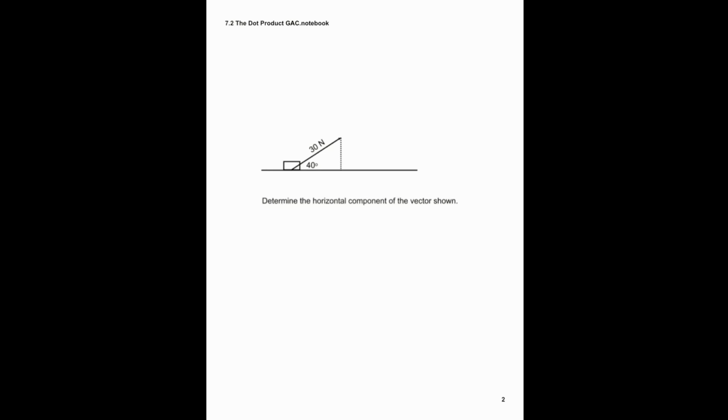So I have a vector, and here it is. I'm going to highlight it in red. It's 30 newtons of force acting at a 40-degree angle to the horizontal. Remember, if I want to know the horizontal component of this force vector, my x component, Fx, will be equal to the magnitude of my force times cosine of the angle theta. So in this case, Fx is equal to 30 newtons times cosine of 40 degrees.